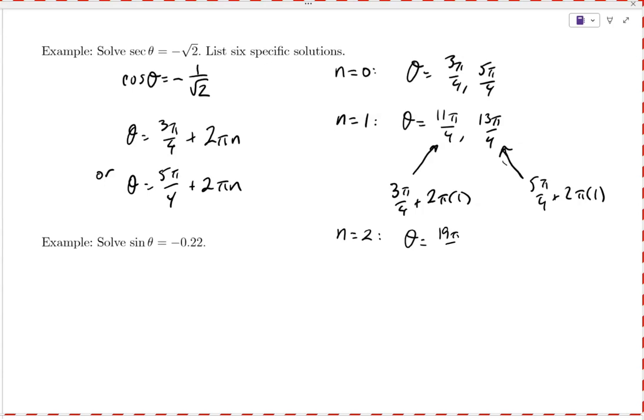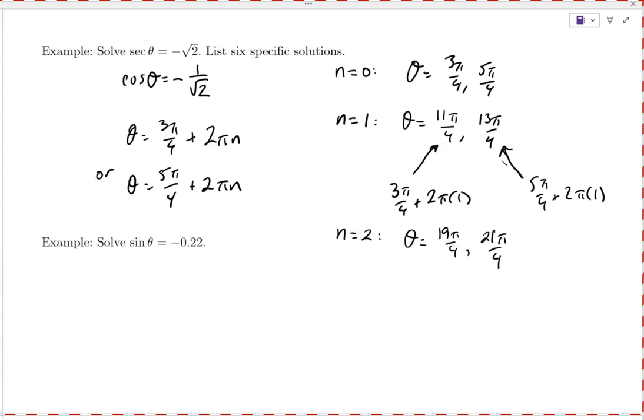Good. And the other one? Good. Yeah, 21 pi over 4. Again, all we're doing is just adding another 2 pi, right? We're just going up another multiple of 2 pi. So again, you can just add 8 to the previous numerator. So then if you wanted to do when n equals 3, you would get what? 27 and 29 pi over 4. If you wanted to add another 8, you get 35 and 37 pi over 4, and so on up the line.